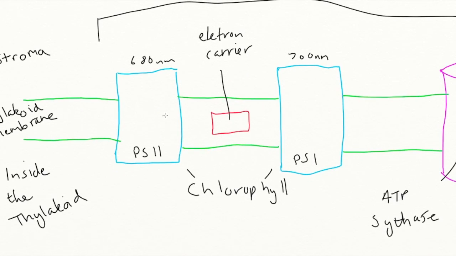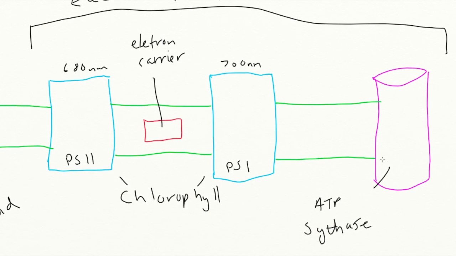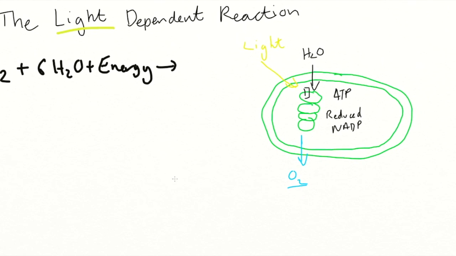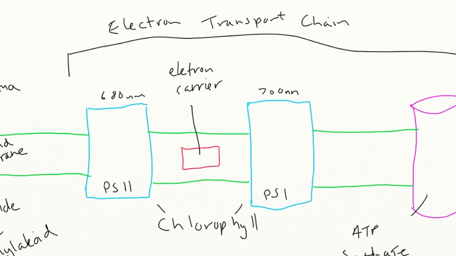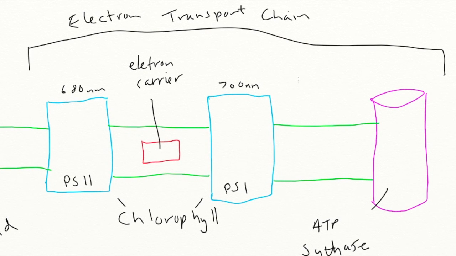So you've got the stroma, the thylakoid membrane, inside the thylakoid, and you have photosystem 2, photosystem 1, electron carrier in the middle, and ATP synthase. Now these are all the working parts. Remember, we're talking about this little bit here. And then basically, stuff is made from here. Some of it's oxygen, and the other stuff goes over to the next stage, the light-independent reaction.